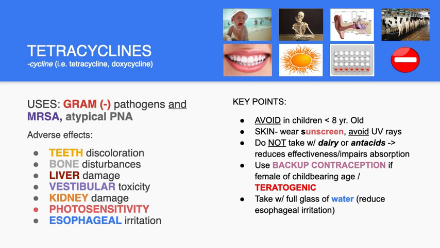First one is to avoid in children less than 8 years old. So I've put a picture of a crying child up in the corner, and this just kind of helps with my visual learners. We want to avoid it in children because it can cause issues with their teeth and bones, which they are growing at a crazy rate when they're less than 8 years old. So if a question poses if we should give a tetracycline to a young child, we should never give it to a young child.